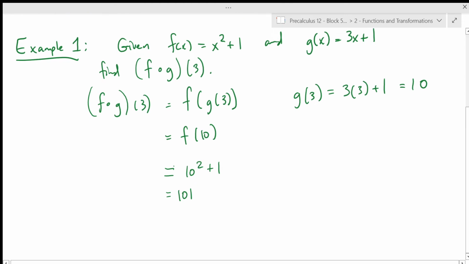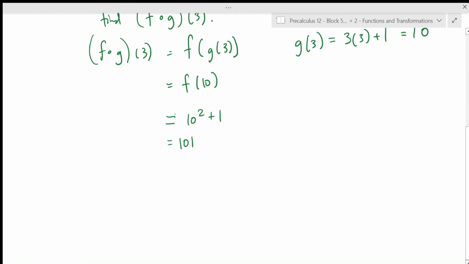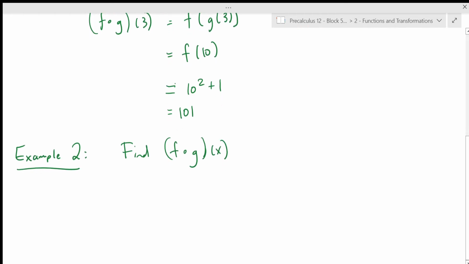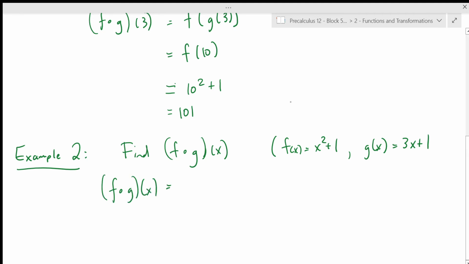Okay, so we've done it with a number for x. What if we just want to find the composition of the functions so that we can apply it to any number that we plug in for x? So, next question is find f composed with g of x for my same f and g. Okay, so remember that f of x is x squared plus 1, and g of x is 3x plus 1. So f composed with g of x, as we said last time, is equal to f of g of x.